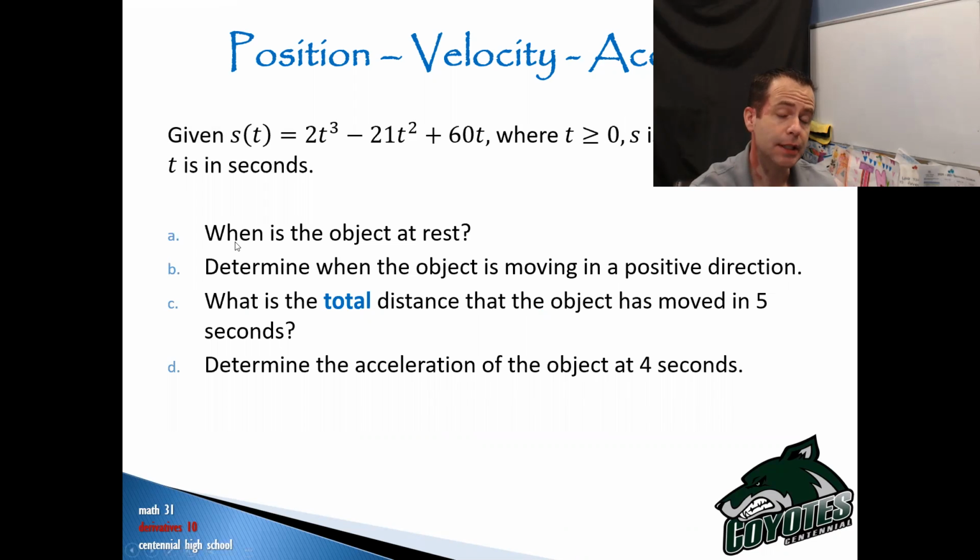Given s of t is 2t cubed minus 21t squared plus 60t, where t is greater than 0, s is in meters, and t is in seconds. When is the object at rest? So in order for the object to be at rest, I need a velocity of 0. I need, first of all, the derivative function. So I need v of t. So that's going to be, the 3 will come over, so that'll be 6t squared minus 42t plus 60.